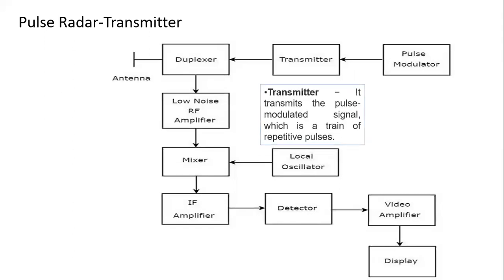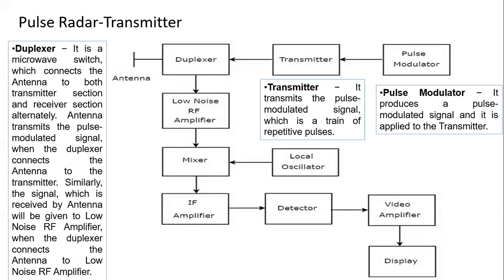Then we know about the duplexer. This duplexer is basically a microwave switch. When the transmitter is sending a signal to the duplexer to send data through the antenna, it turns on for the transmitter and turns off for the receiver. And the same way, when the signal is being received, the duplexer turns off the transmitter and turns on the receiver, so that the receiver starts working. The advantage of this is we get lower noise, and the protection of the circuit is also there.